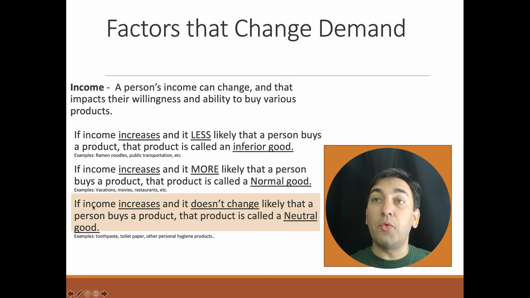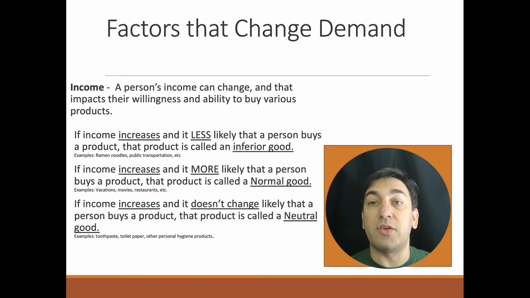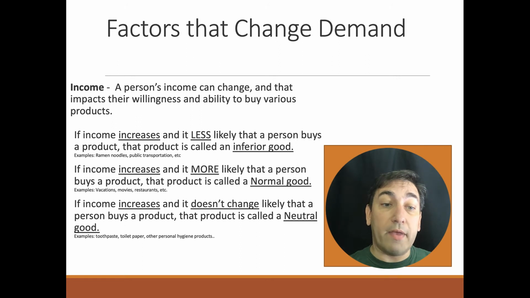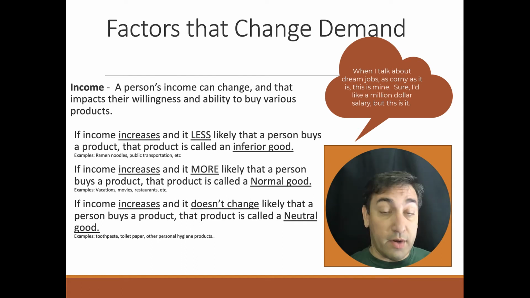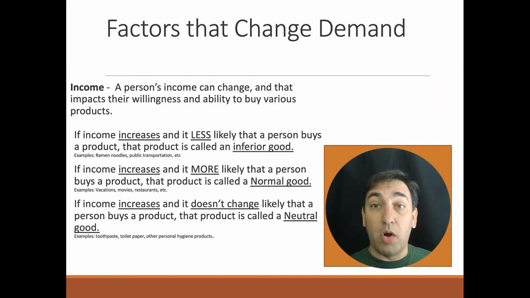If my income goes up or down and the amount of goods I buy doesn't change, it's a neutral good. So for example, deodorant, toothpaste, toilet paper. I could land my dream job, make $1 million a year, and I'm not going to run out and say, I'm going to go buy 20 more tubes of toothpaste. The amount of toothpaste I buy is pretty stable regardless of whether my income goes up or down.